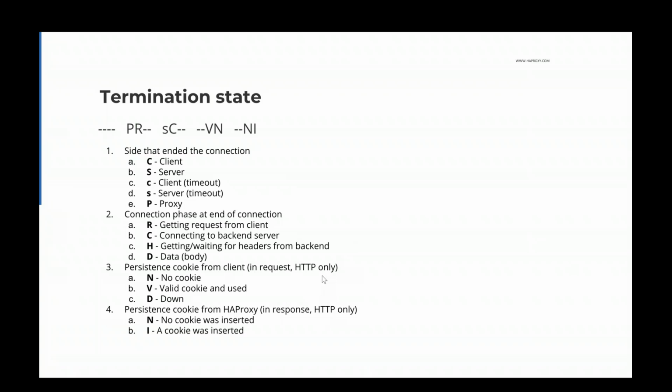And then the last 2 letters are a little bit different from the first 2, and they cover the persistence cookie state, so if you're using the cookie argument in the backend to handle persistence. The first one is the cookie from the client to HAProxy. So it'll tell you if it got a cookie and if the cookie was valid, or if the server was down. And then the last letter is for what HAProxy was doing regarding injecting a cookie into the response from the backend when it was traveling to the client.